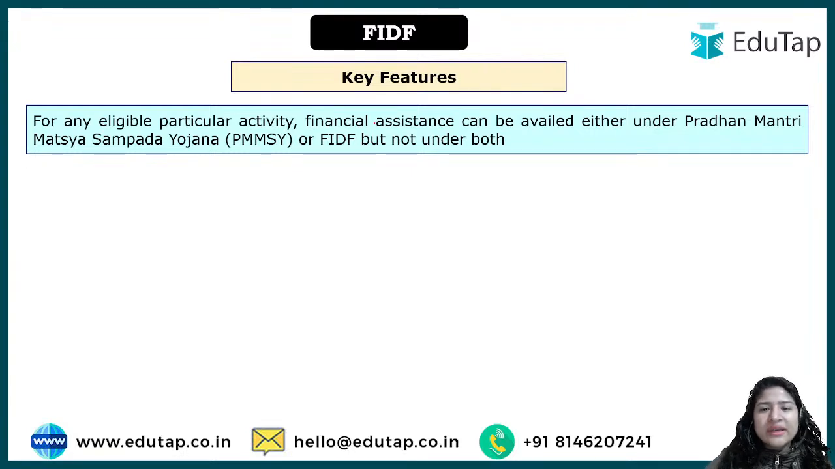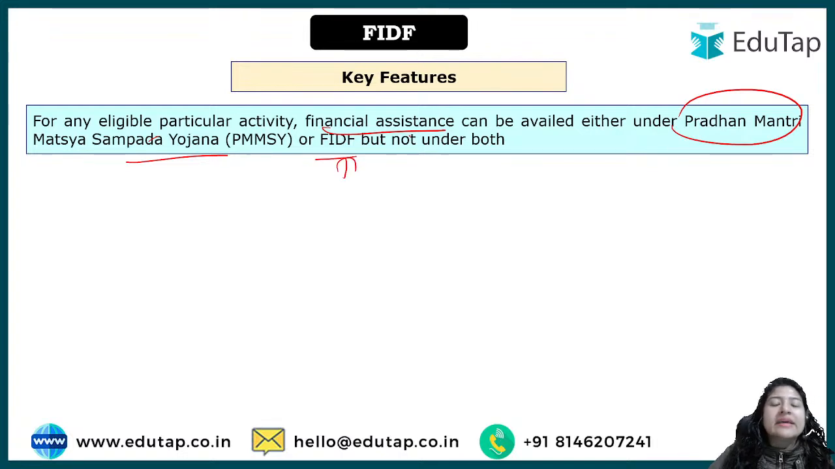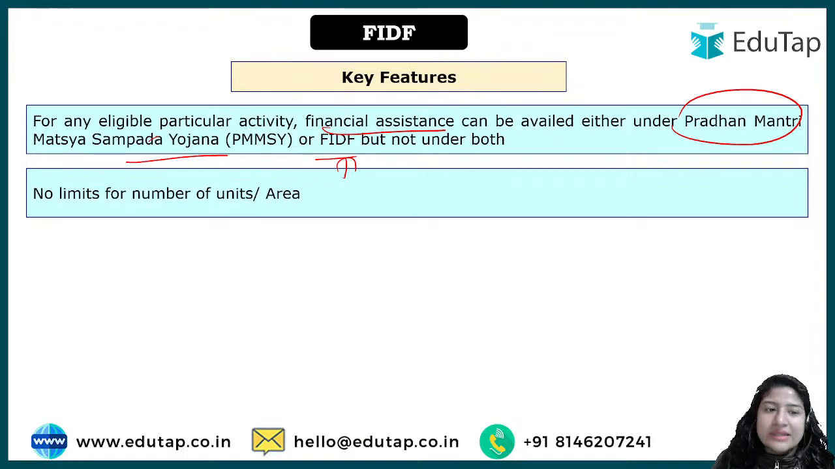Anybody can take financial assistance for infrastructure development under only one scheme. It's not that you have already taken a loan under Matsya Sampada Yojana for some activity, and then come up under this scheme asking for another loan. No, you can take benefits under only one, okay?